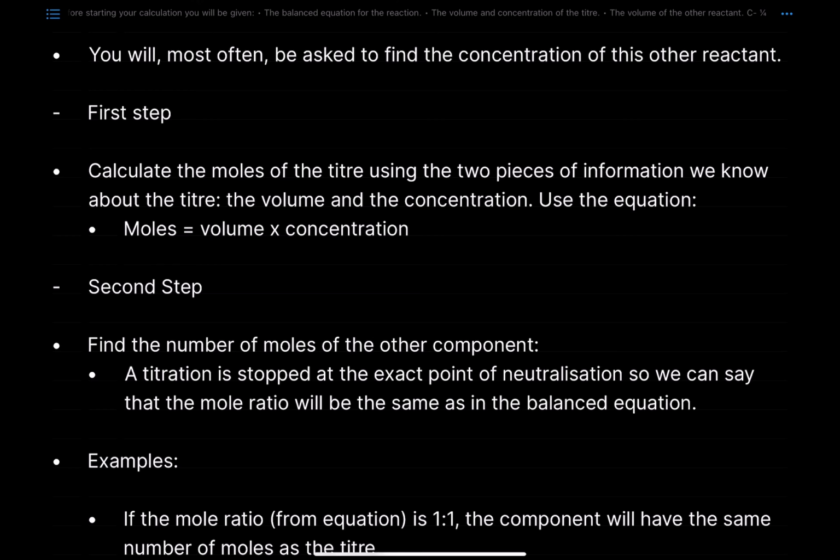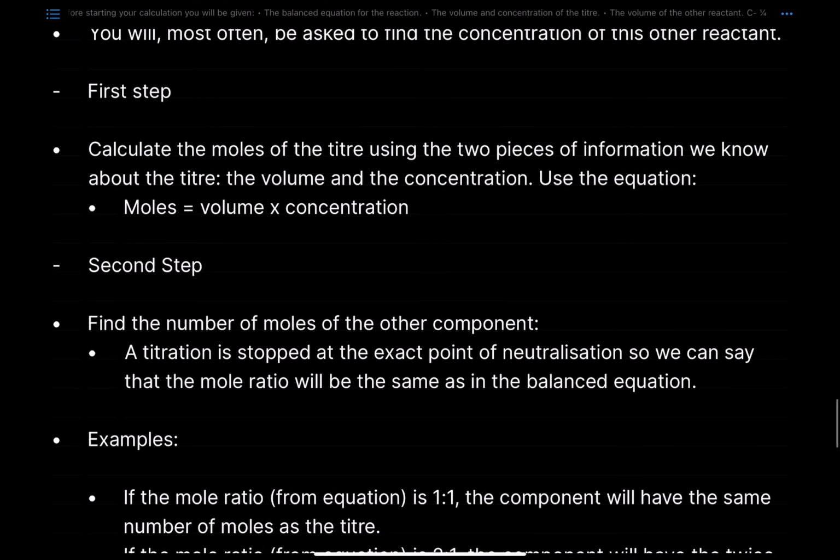A titration is stopped at the exact point of neutralization. So we can assume that the mole ratio will be the same as in the balanced equation. Because remember, a titration is stopped at the exact point of neutralization, so it's fair to make the assumption that the mole ratio is the exact same as in the balanced equation.